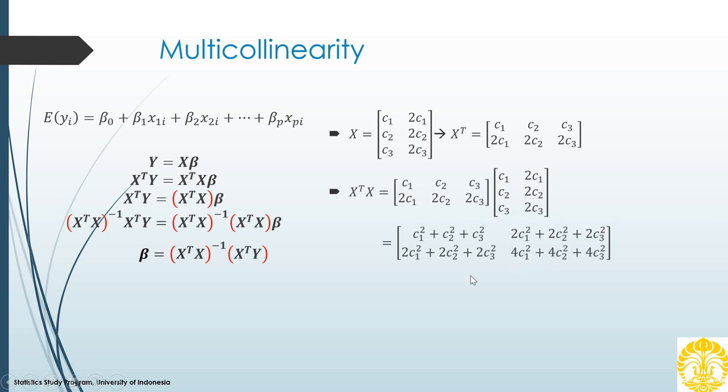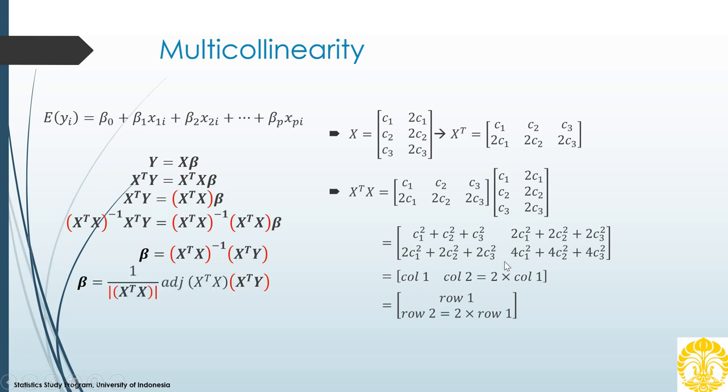What we can see from here is that there's a relationship between column 1 and column 2: column 2 is twice column 1. Or if we look at the rows, we can say that row 2 here is double row 1. So what's the consequence of that?